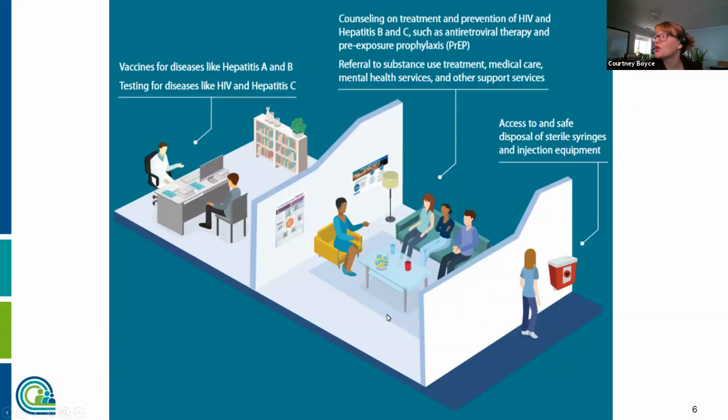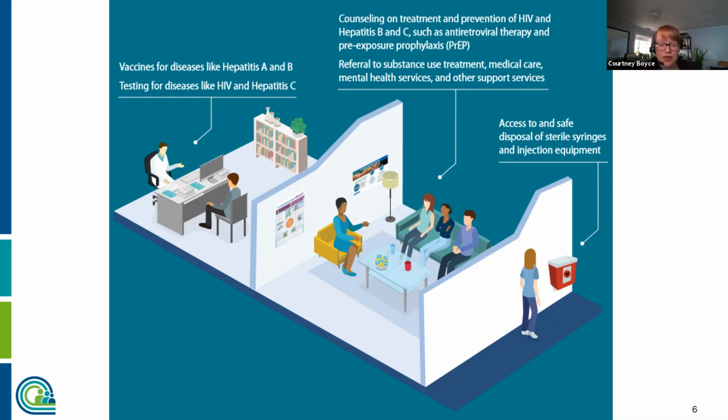And then here in this next room, you've got counseling on treatment and prevention of HIV, hepatitis B and C, and then PrEP. And then they can also provide referrals to substance use treatment services, medical care, primary care services, behavioral health and mental health services, and other support services. And that can include social services like housing, food pantries, legal aid, identification, documentation, things like that. And then out here, you've got someone who's able to access and safely dispose of sterile supplies and injection equipment.